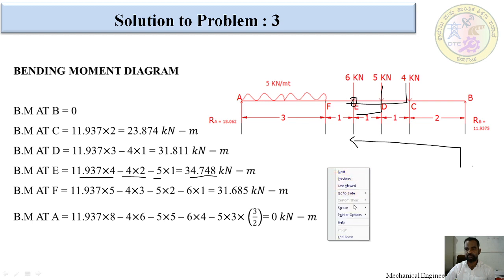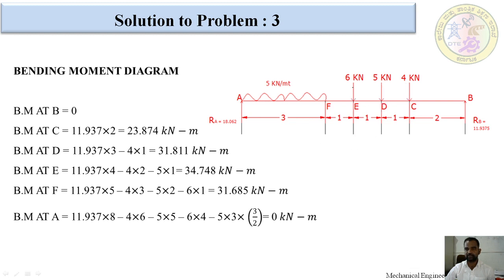After calculating E point, next we are going to calculate F point. For every calculation, every critical section, we are going to start with the right corner only. From this is upward force, positive force up to this point, 11.9375. This is negative because downward force is taken as negative in bending moment calculation. Negative into this distance, 3 meter.